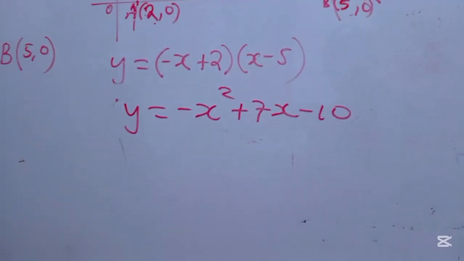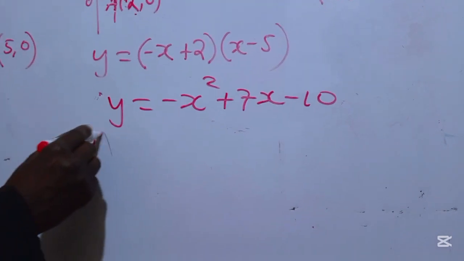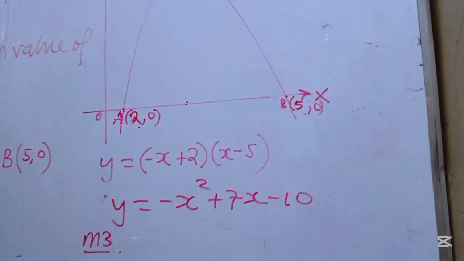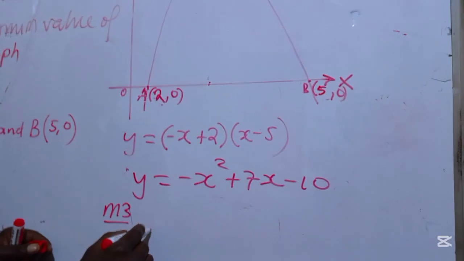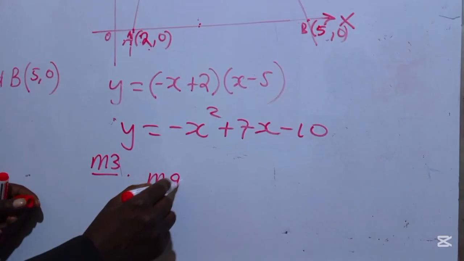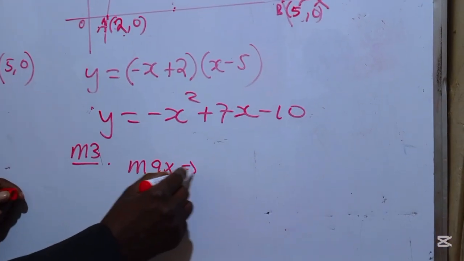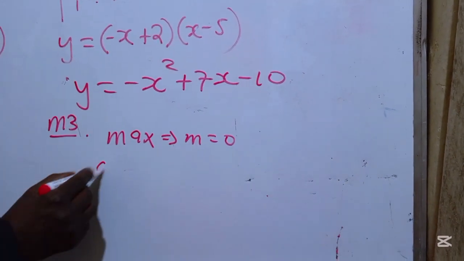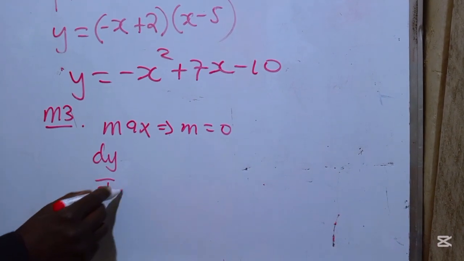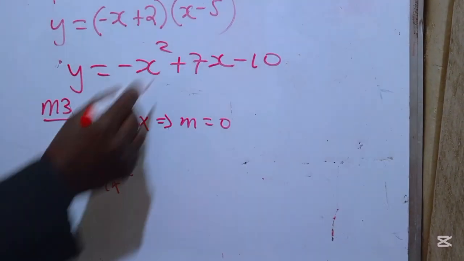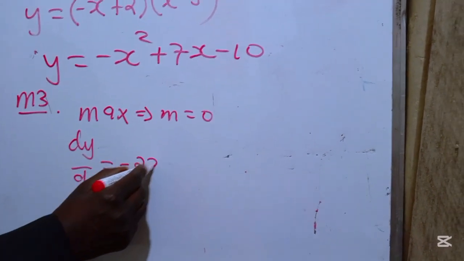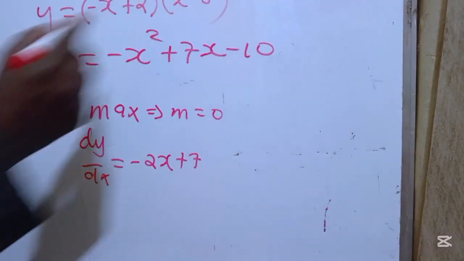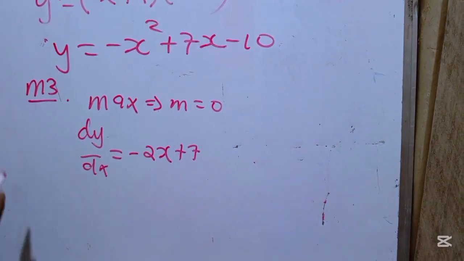Ladies and gentlemen, there are many methods. Method 3, we use calculus. I know that at maximum, the gradient is equal to 0. So maximum or minimum value, at maximum, the gradient, meaning m, is equal to 0. So now I will say, what is dy/dx of this, which I have expanded? It is negative 2x plus 7. Mind you, dy/dx of a constant number is 0.